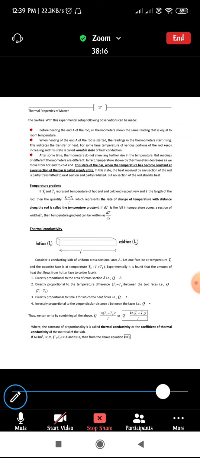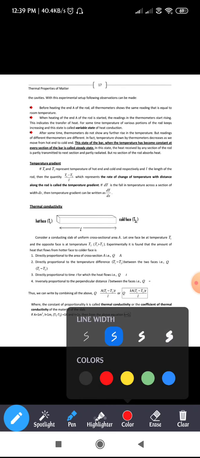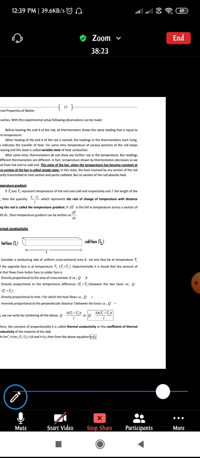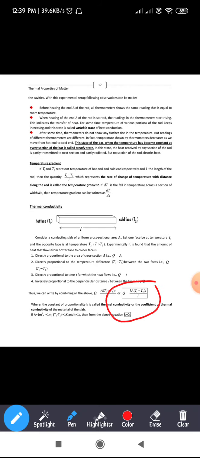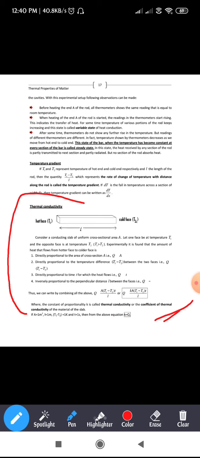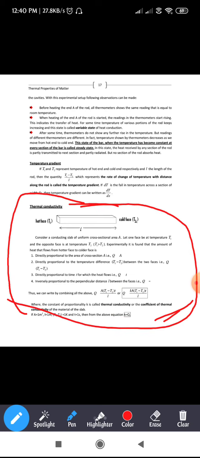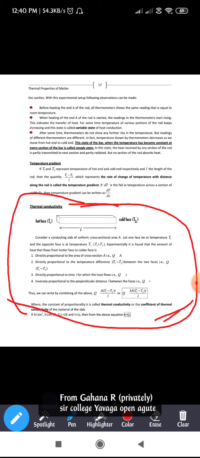Clubbing all those four points, the equation you got is Q is equal to K A (T1 minus T2) t divided by L. That is called the equation of thermal conductivity. So till here this topic, just write down the assignment of this topic, thermal conductivity, and in addition to that, the definition of triple point. That is enough.